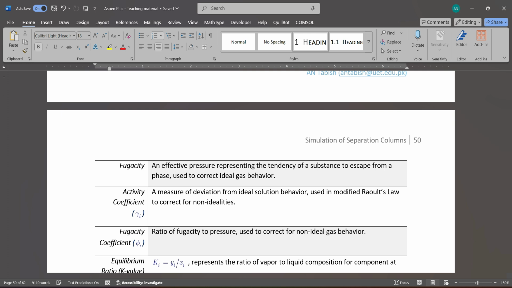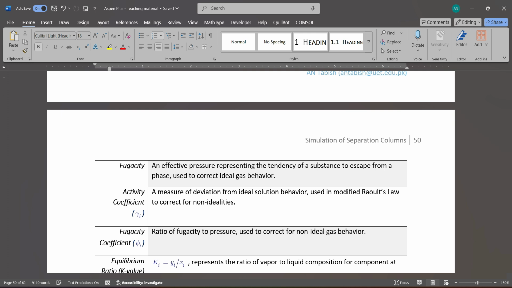The fugacity coefficient is the extension of fugacity where the fugacity is divided by the pressure. So it's a ratio of fugacity to the pressure, and it is commonly used for the correction of non-ideal gas behavior. Though in the phase separations or the phase equilibrium equation, it can also be used for the calculation of liquid non-ideal behavior. But the activity coefficient is most specifically reserved for the liquid phases and indicates a measure of the deviation of liquid solution from its ideal behavior.